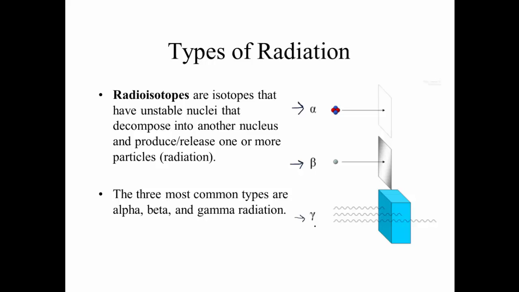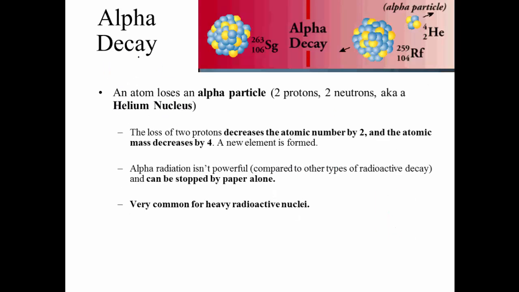It's not a particle. You might remember that gamma radiation is one form of electromagnetic energy. So it's just energy, it's not mass. And these are just the most common. Another term that you'll hear instead of radioactive isotope is radioactive nuclide, and that just refers to the nucleus of a radioactive substance. So let's look at alpha decay.